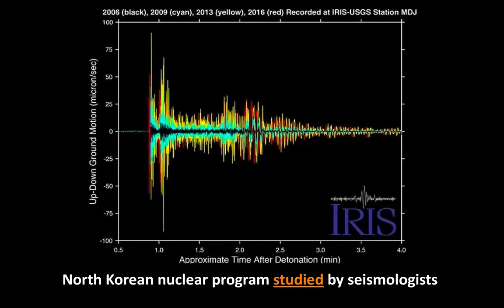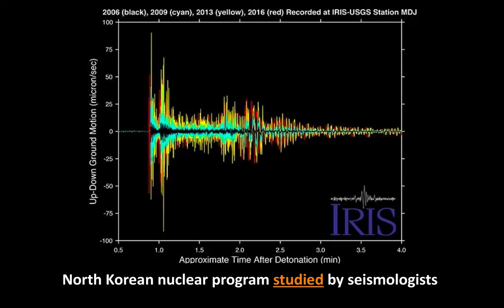If you click on this link in the PowerPoint, it'll take you through information on this. So here is the North Korean nuclear program studied by seismologists. That, by the way, is an actual seismogram of the tests, four of them superimposed together. What you should see is that they are of similar magnitude. The red and the yellow ones are slightly larger than the original ones, but the yellow and the red seem to be of a similar magnitude. So it doesn't seem like there's been a massive shift in weapons technology or capacity on the part of the North Koreans by that point.